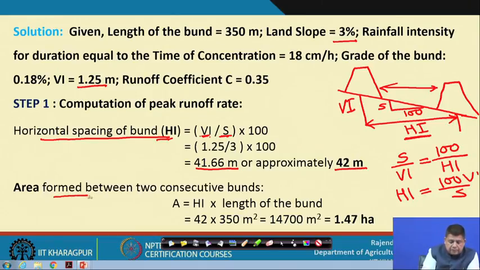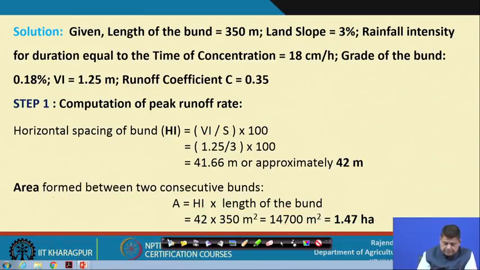The area formed between two consecutive bunds, as already explained, is HI times length of the bund. HI we have calculated, length of bund is already given. So, this is in meter, this is in meter, total area in square meter. That comes out to be 14,700 square meter. But remember in CIA the unit required is hectares, and that is why we have to divide this by 10,000 square meters, because 10,000 square meters equal 1 hectare, you remember. By doing that we get the area is 1.47 hectares, that is the drainage area.